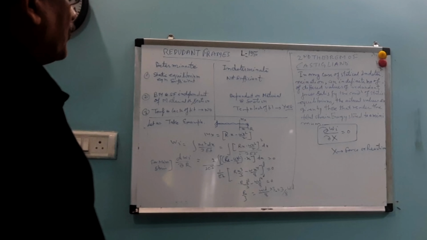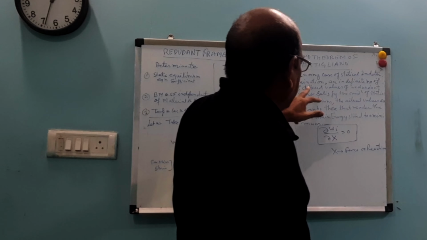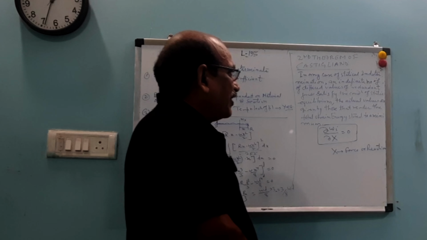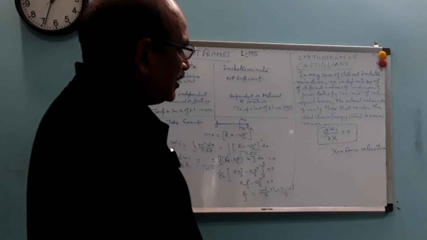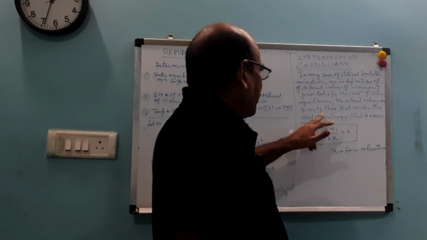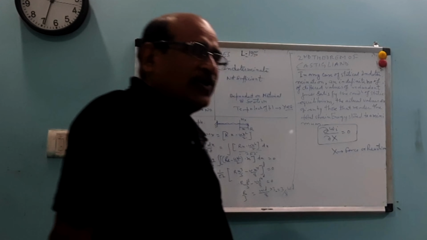Now we'll go for the second theorem of Castigliano. In any case of static indetermination, an indefinite number of different values of redundant forces satisfy the condition of static equilibrium. The actual values are given by those that render the total strain energy stored to be a minimum.